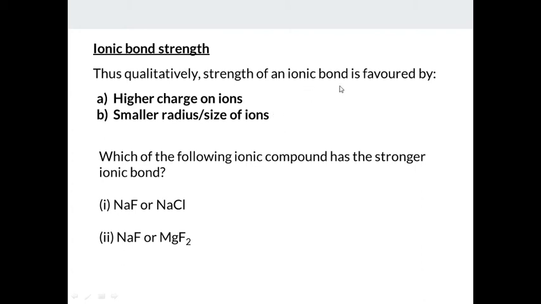So we can easily see that comparing between NaF and NaCl, NaF will have the stronger ionic bond because the F- anion is smaller in size than the Cl- anion. Comparing NaF and MgF2 on the other hand, MgF2 will have a stronger ionic bond as Mg2+ has a higher charge than Na+.